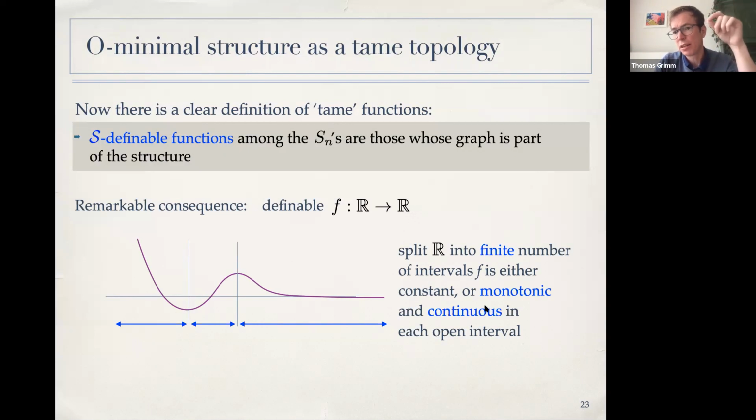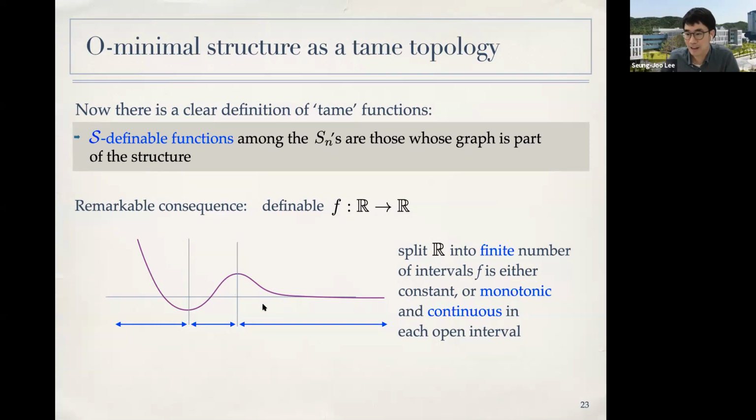So the function can have non-continuities, I don't know the precise English word, where it jumps, but only at finitely many places. So finitely many jumps are allowed, but in all the other places it has to be monotonic and continuous. It's a global statement, and it's very important that it's a global statement. So you can write it down: these are all the functions which can occur in these structures.